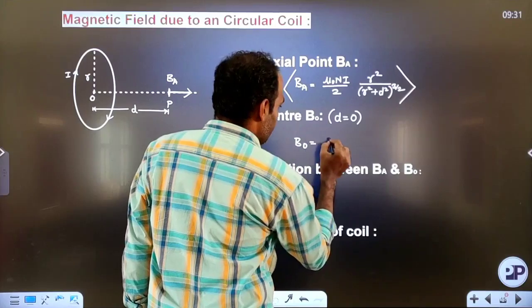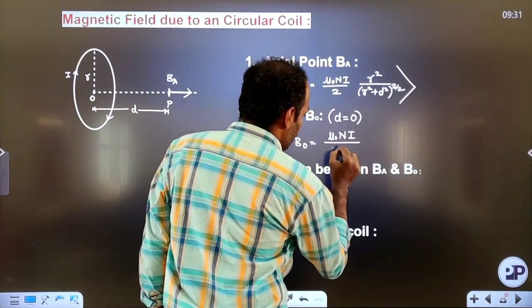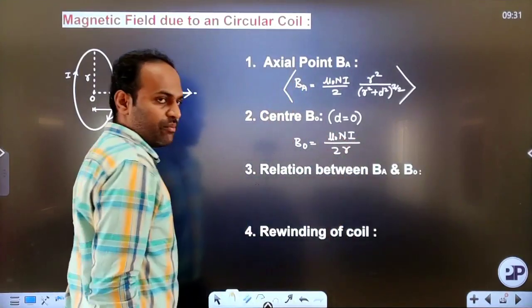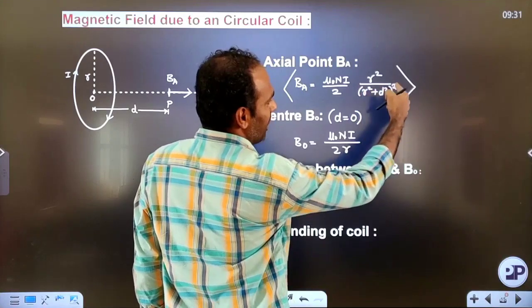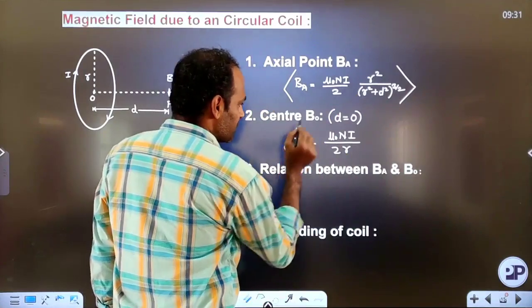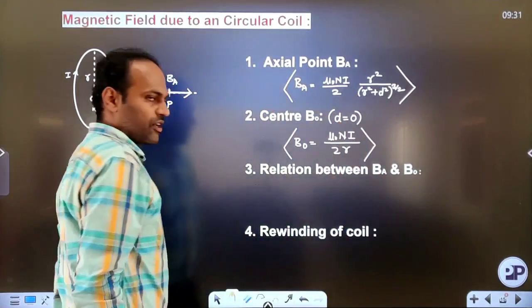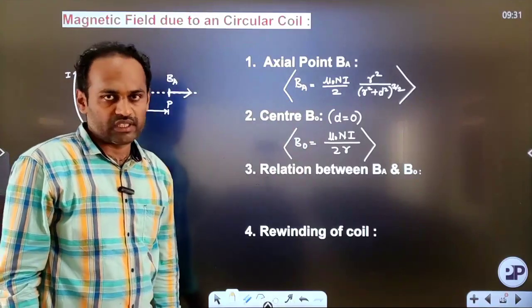This formula will get converted like this: mu naught N i divided by 2R. Here d square becomes 0, R square raised to 3 by 2 means it will be R cube, R square and R square will get cancelled, 2R will be remaining. This much is the magnetic field at the center of the circular coil. So this is the magnetic field at an axial point, and the magnetic field at the center of the circular coil.